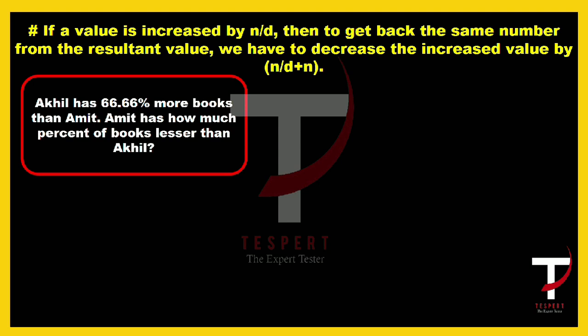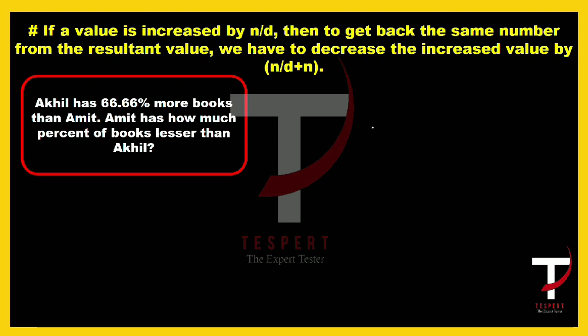If a value is increased by n by d, then to get back the same number from the resultant value, we have to decrease the increased value by n by d plus n. So we shall take this example. Akhil has 66.66% more books than Amit. Amit has how much percent of books lesser than Akhil?